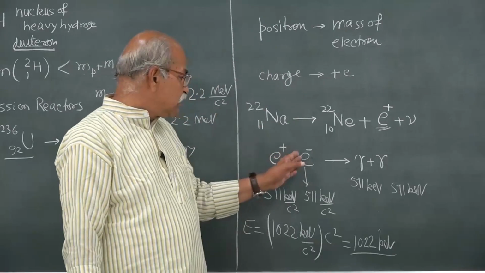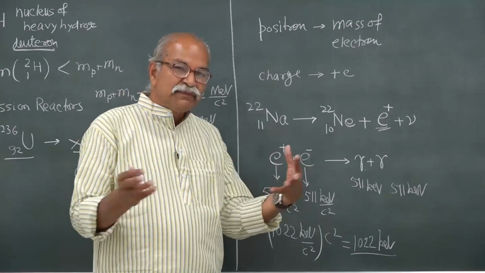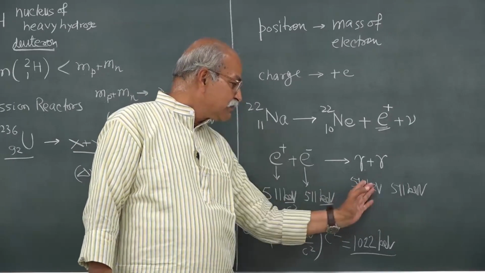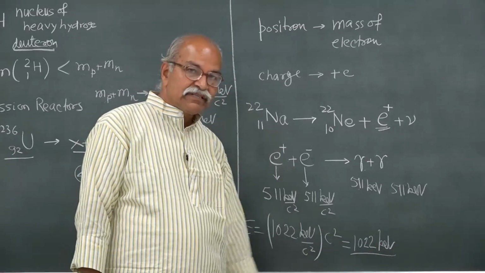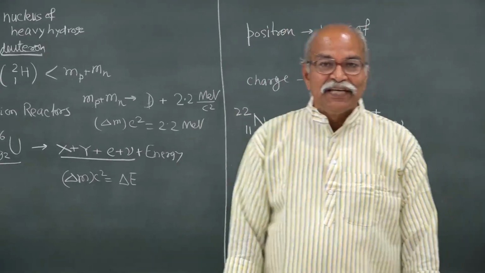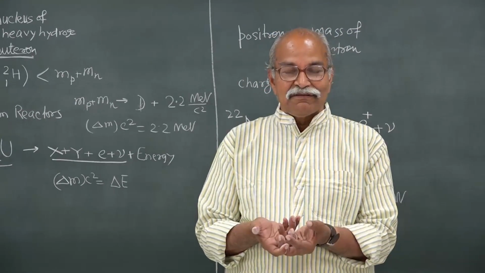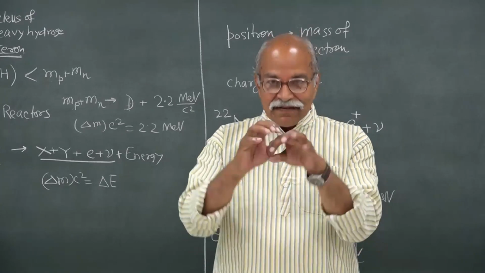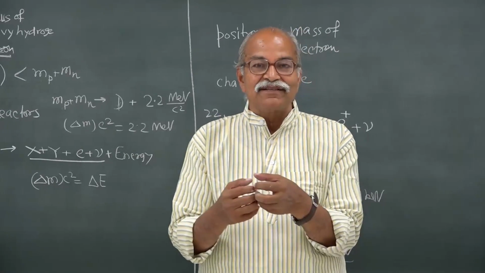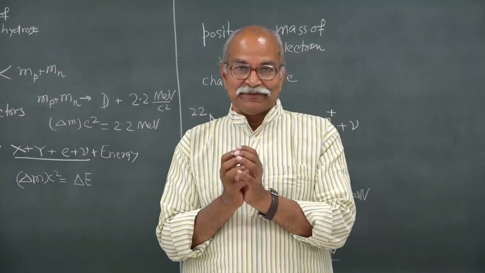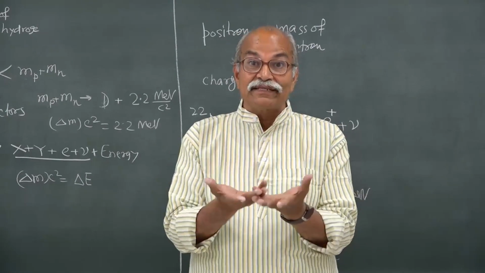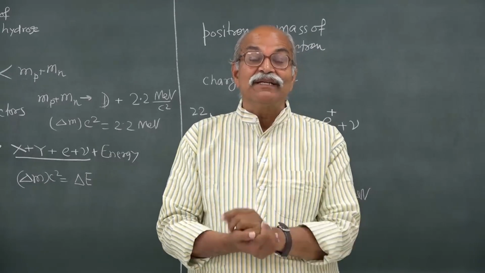If these positron and electron particles have some initial motion, then it is possible that there is a slight difference between this and this, but the sum will still be 1022 keV. Why 2 photons? Because of linear momentum. If you have this electron and this positron close to each other, not moving with any great velocity, the linear momentum is 0. When they convert to energy, the linear momentum must be conserved, it should remain 0.